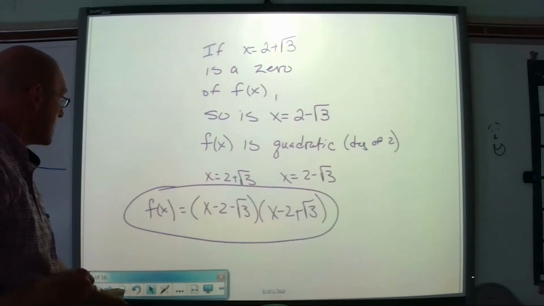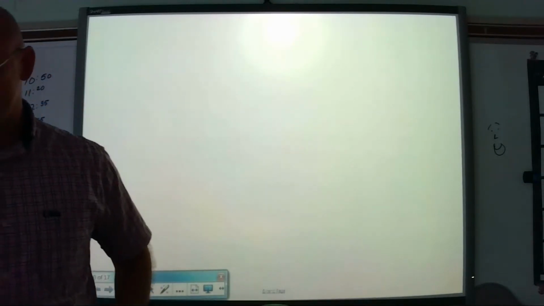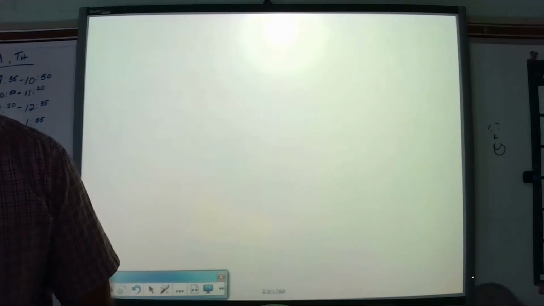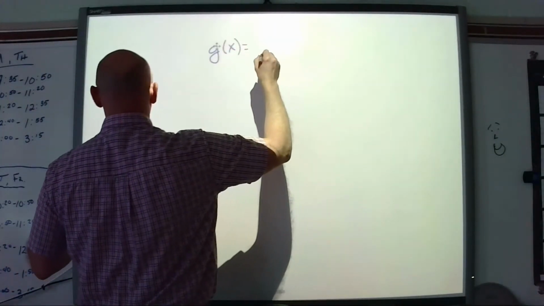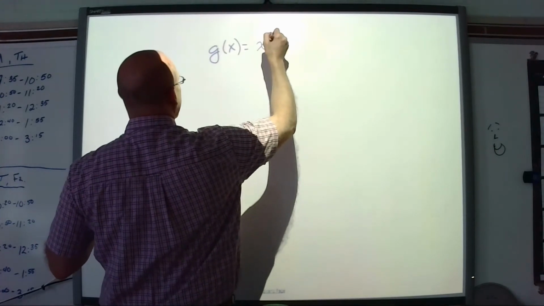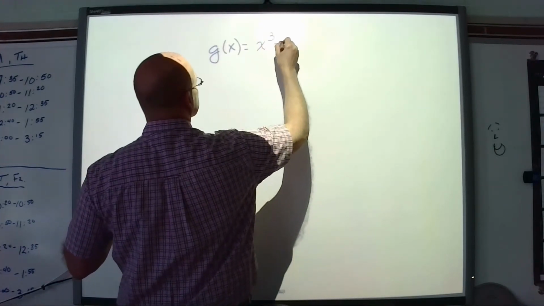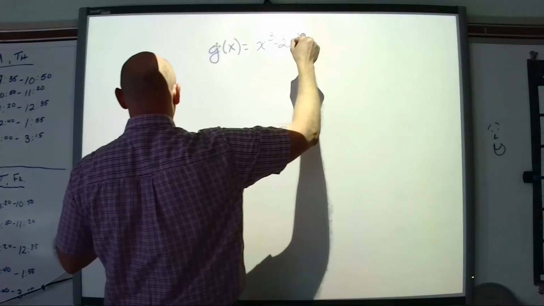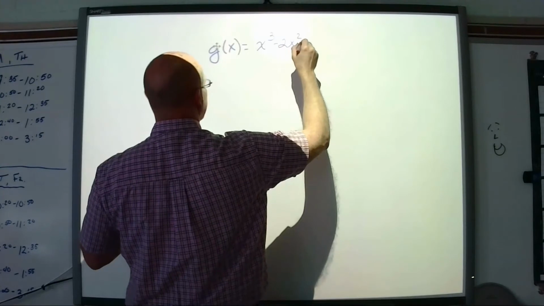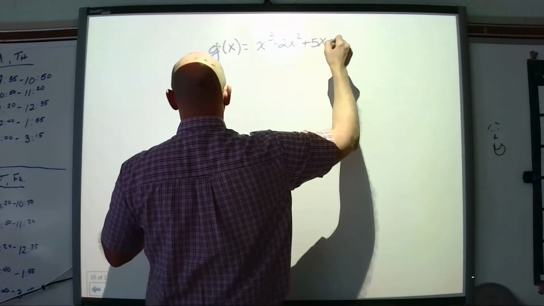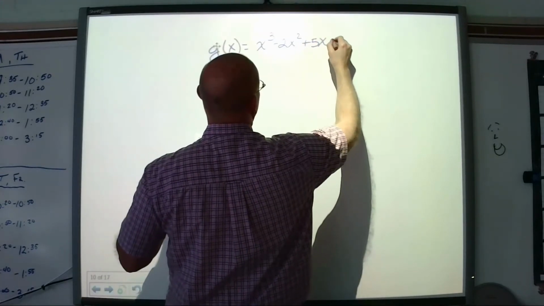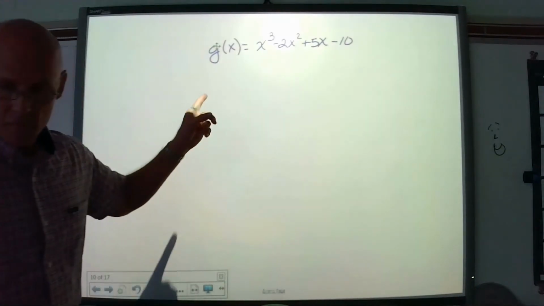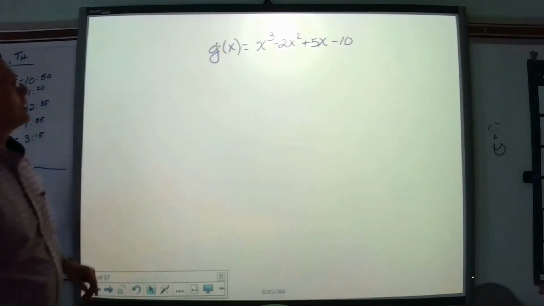Okay, so I want to go ahead. Let's do one more here. So we're going to do another problem here, and let's see what happens with this one. Okay, so I'm going to tell you, I wrote this problem down over here. I've got g of x, and g of x equals x cubed minus 2x squared plus 5x minus 10. Okay, I want to solve this. I want to solve this one. Solve.